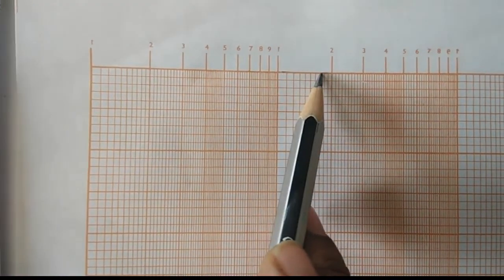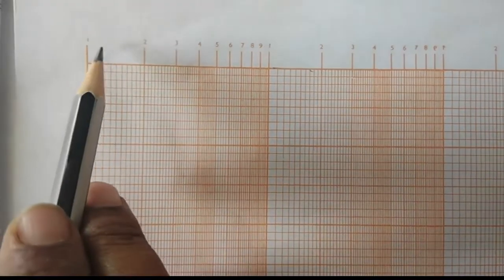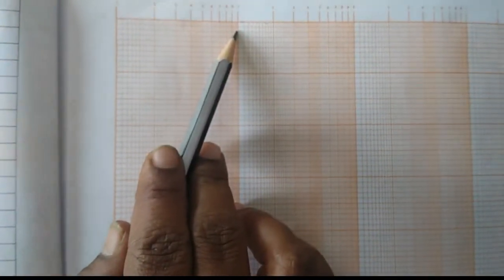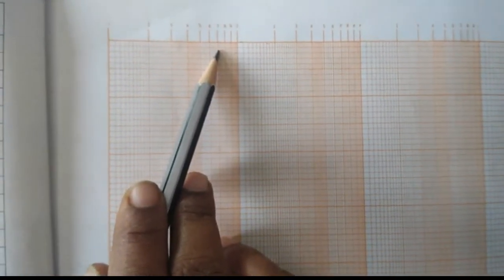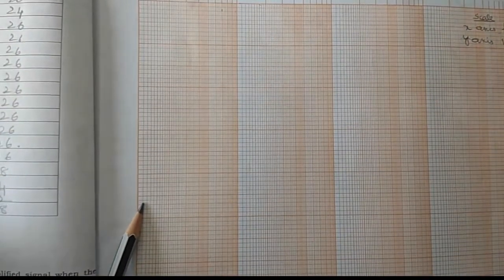Again, it increased between 1 to 2 like this. It is like a block. That is why it is called semi-log, because on the y-axis you have a regular interval, and on the x-axis an irregular interval. One axis is according to a logarithmic scale, one axis is according to a normal scale. That is why it is called a semi-log graph sheet.